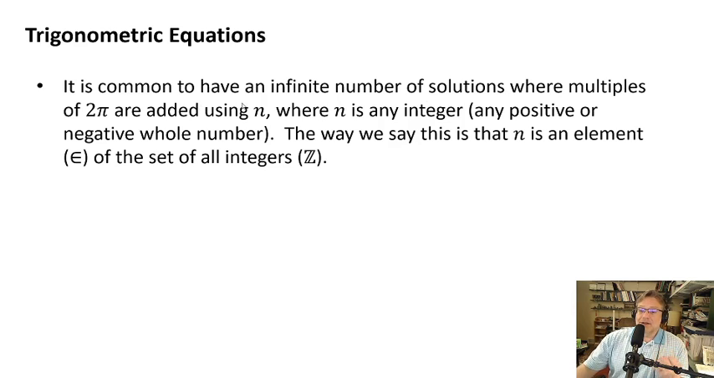But for sine and cosine, it'll be multiples of 2 pi, and you'll do that using n, where n is any integer, any positive or negative whole number. And again, the way we say this is that n is an element, that's what this symbol means, of the set of all integers. So it's a member of the club of all integers here.